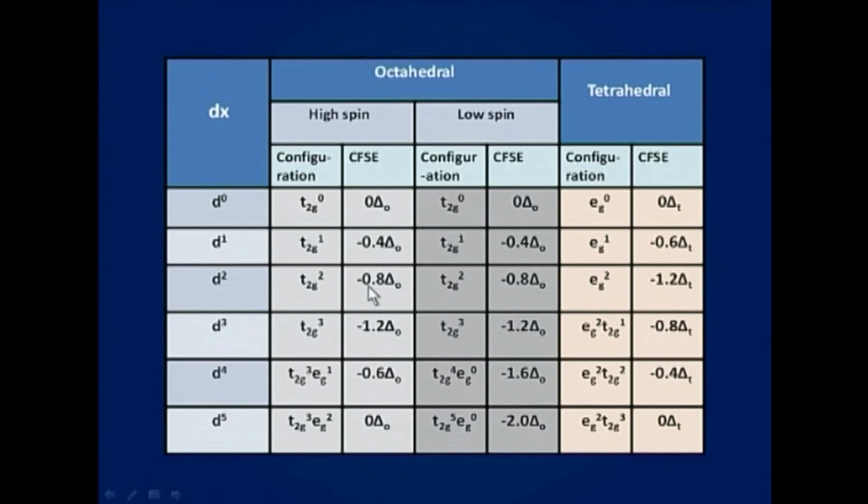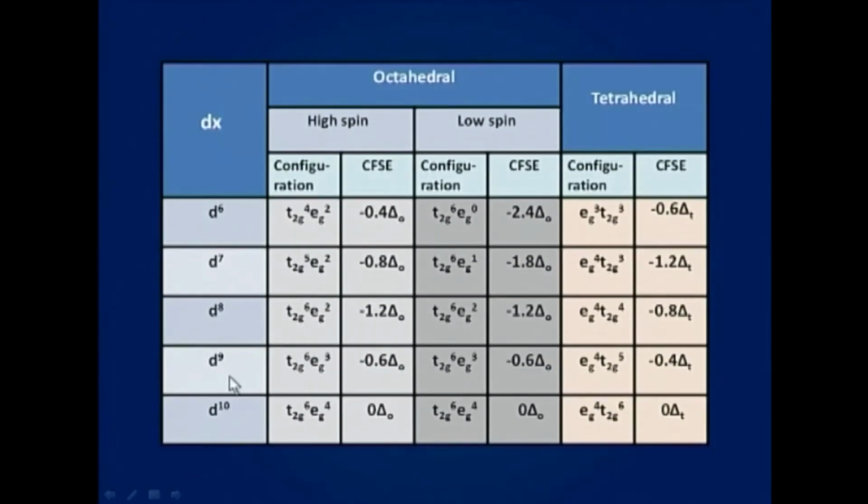For example, if we take a d2 configuration, then crystal field stabilization energy for high spin octahedral will be equal to minus 0.8 delta O. For low spin octahedral, this will also be equal to minus 0.8 delta O, but for tetrahedral this will be equal to minus 1.2 delta T.